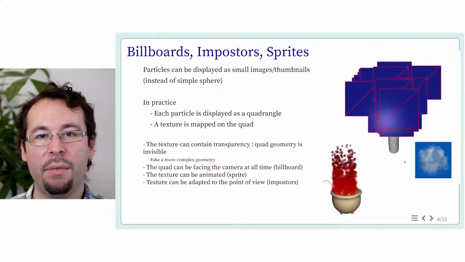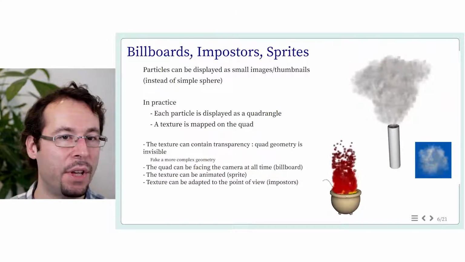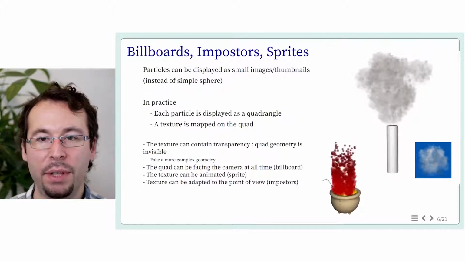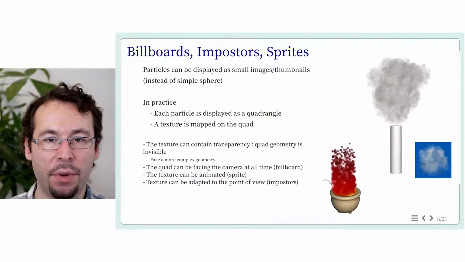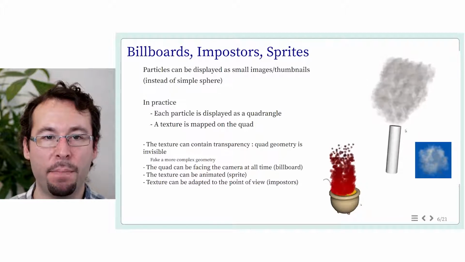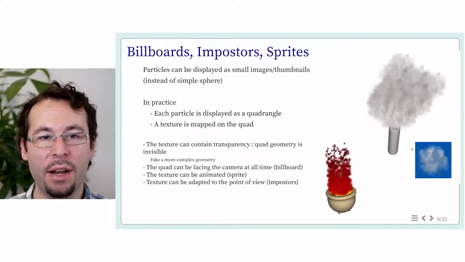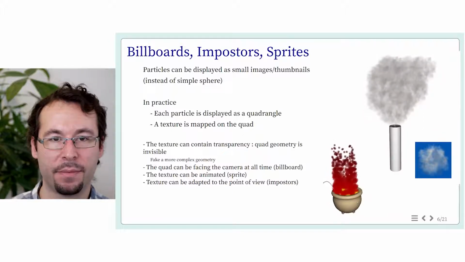The texture itself can also be animated, and in this case we call them sprites. Finally, the texture can be modified depending on the point of view, and in this case we would call that imposters, as they would give the feeling of seeing a 3D geometry while being only 2D.